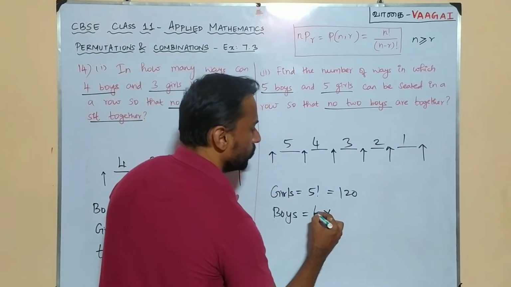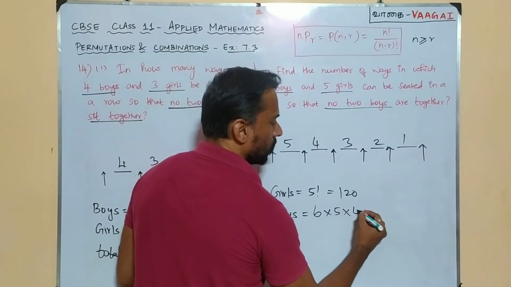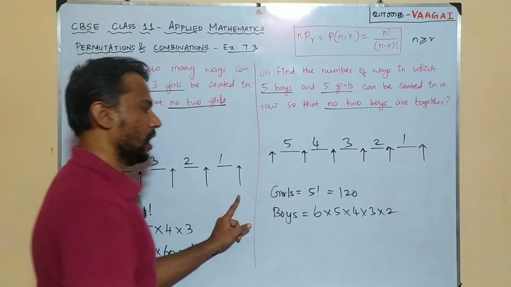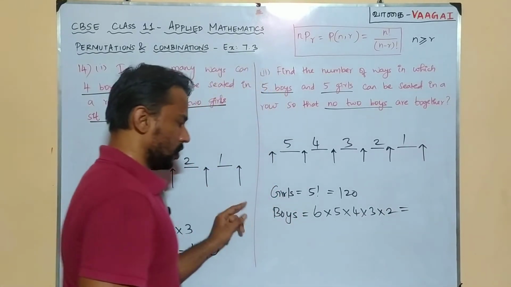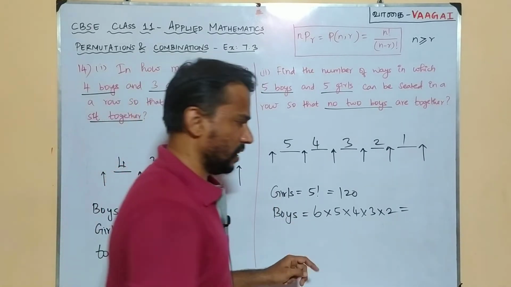So 6 into, what about the second boy? The second boy can choose any one of the remaining 5. Third boy 4, fourth boy 3, and fifth boy 2 ways. That's it. So this will give you how much? This will actually be 720, right?